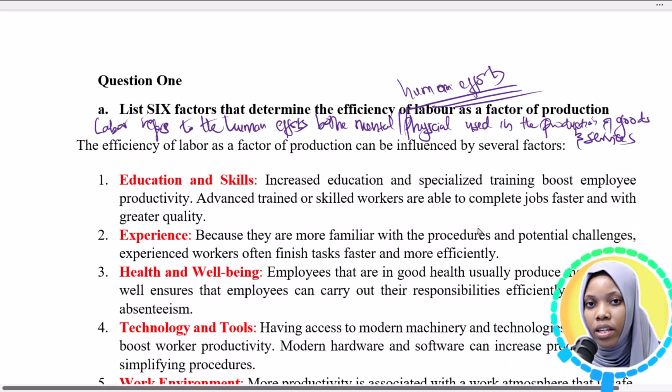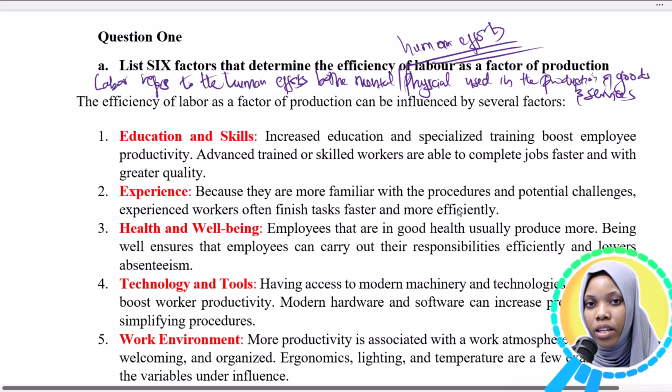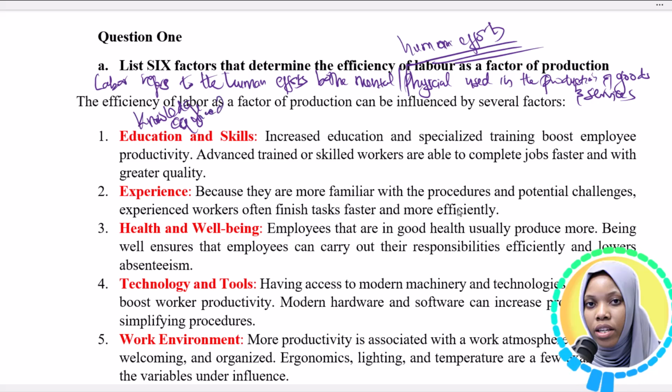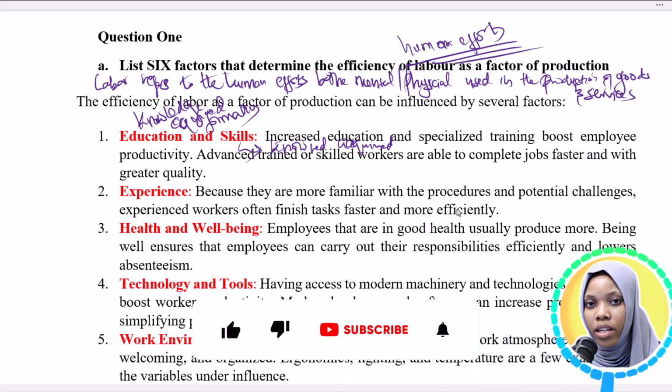And factor 1 is education and skills. Education is the knowledge you acquire formally in school, and the skills are the knowledge acquired. It reads, increased education and specialized training boost employee productivity. So if you're well educated, you're likely to produce more, unlike when you're not educated.